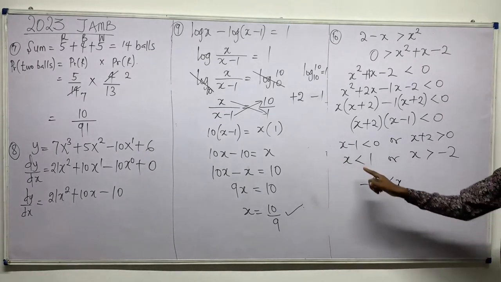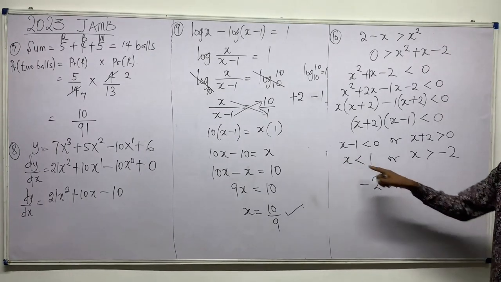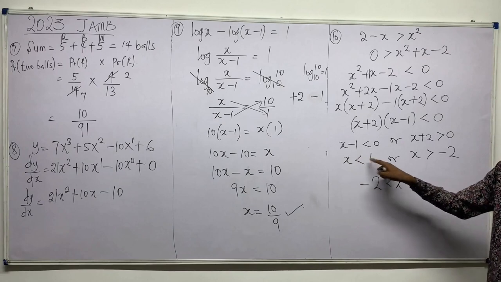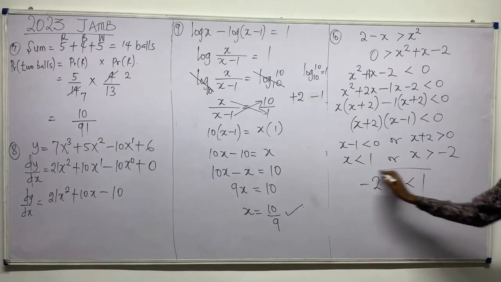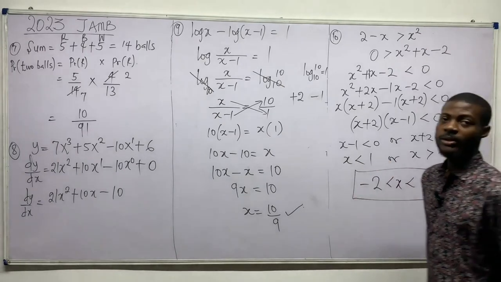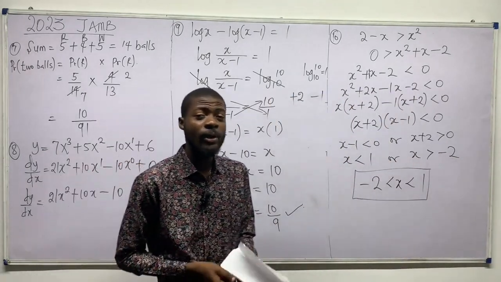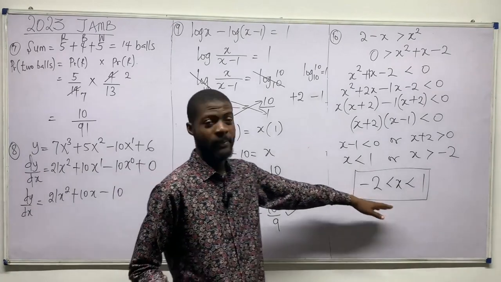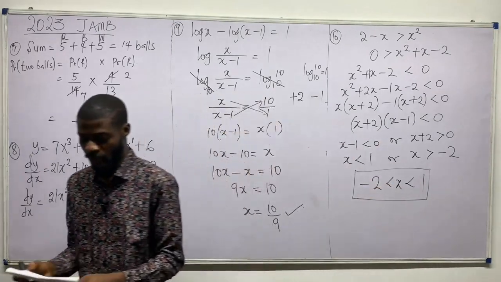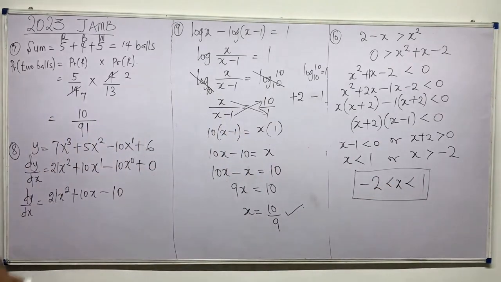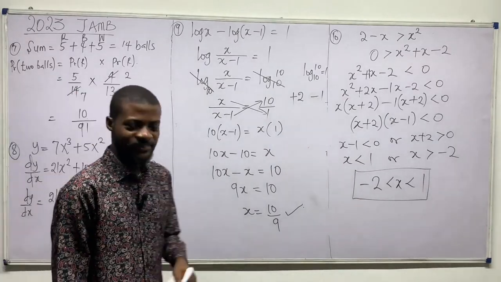That's the meaning. And this same x that is here is the same x that we have here, and it's less than 1. So I'll just put less than 1. This will then become the complete solution to that very question. Mind you, you can only combine inequalities if they are of this very pattern. Watch my video on inequality for more.